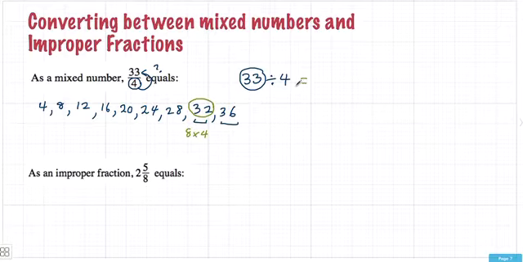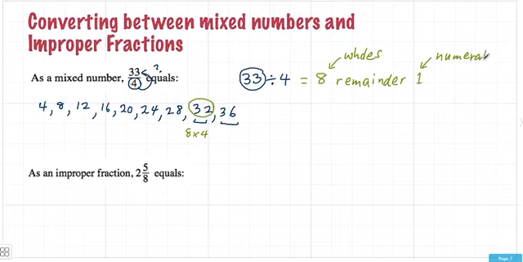So that means that 33 divided by 4 is 8, because 8 times 4 is 32, and I'm actually 1 more than 32, so I'm remainder 1. So if I want to write this as a mixed number, we've got 8 wholes, and this 1, the remainder, that's going to be my new numerator.